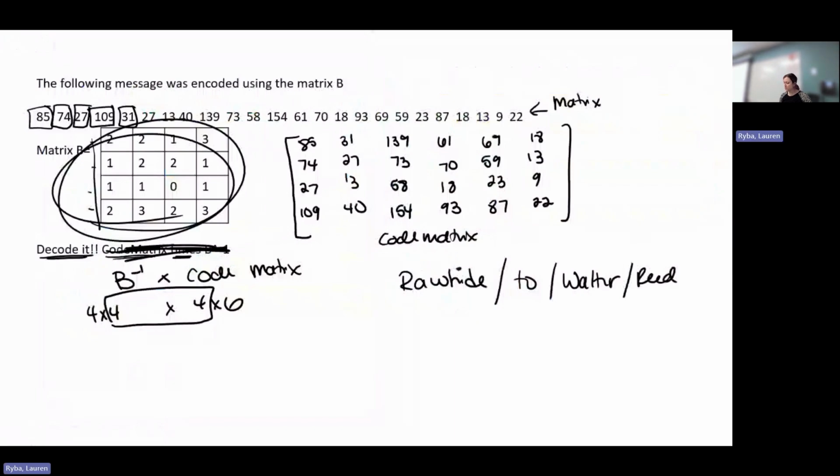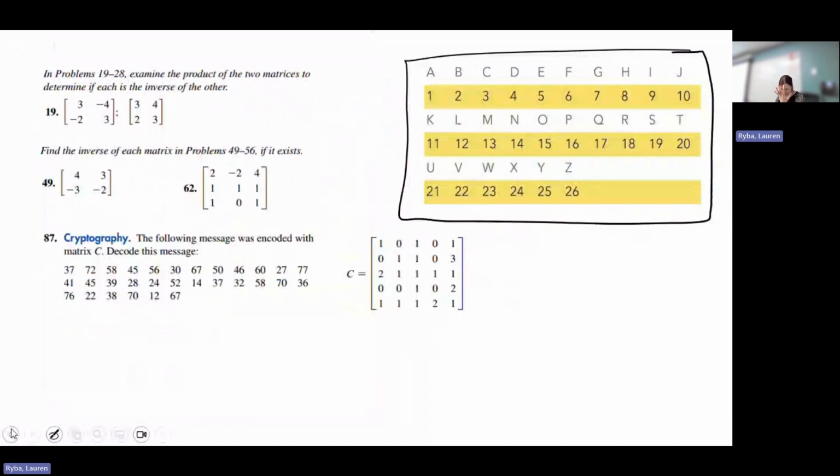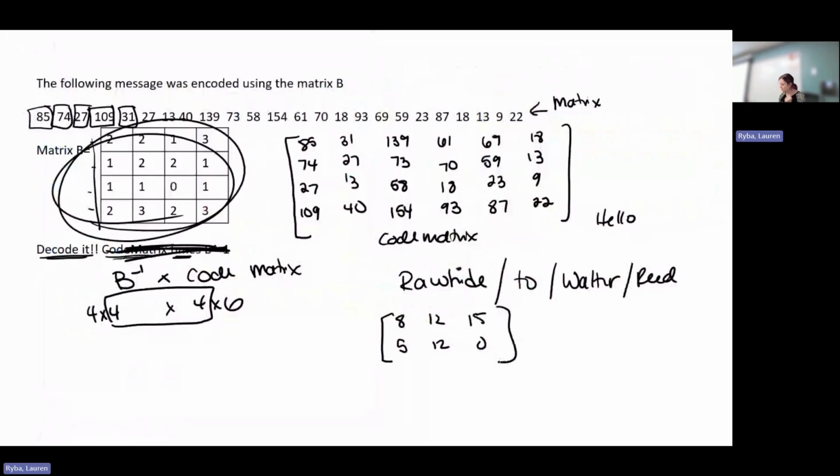You figure out what it's going to be first. So like, if I just wanted to say hello, okay? H is 8. E is 5. L is 12, right? A, B, C, D, E, F, G, H, I, J, K, L. L. So 15. So there's my hello, right?